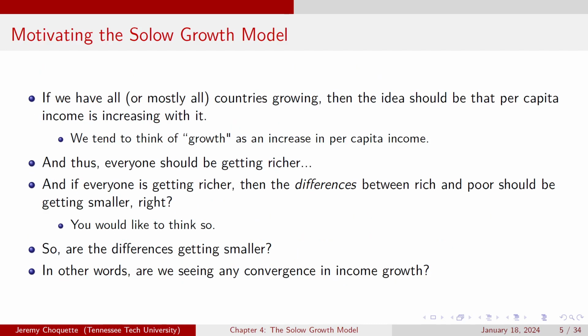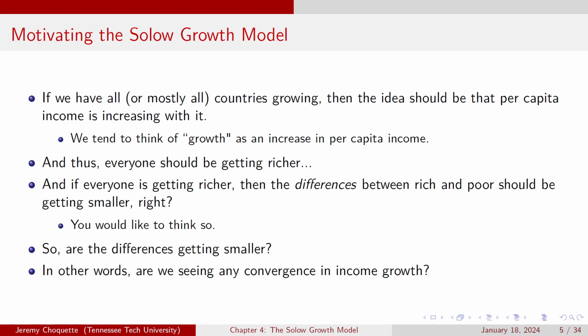Now, if we have all, or really mostly all, countries growing, the idea should be that you'd see per capita income increasing with it. And here, we really tend to think of growth as an increase in per capita income. So if every country is growing, then everybody should be getting richer. If everybody's getting richer, you'd think maybe the differences between the rich and the poor should be getting smaller. So, like the income distributions should be shrinking a little bit. You'd like to think so.